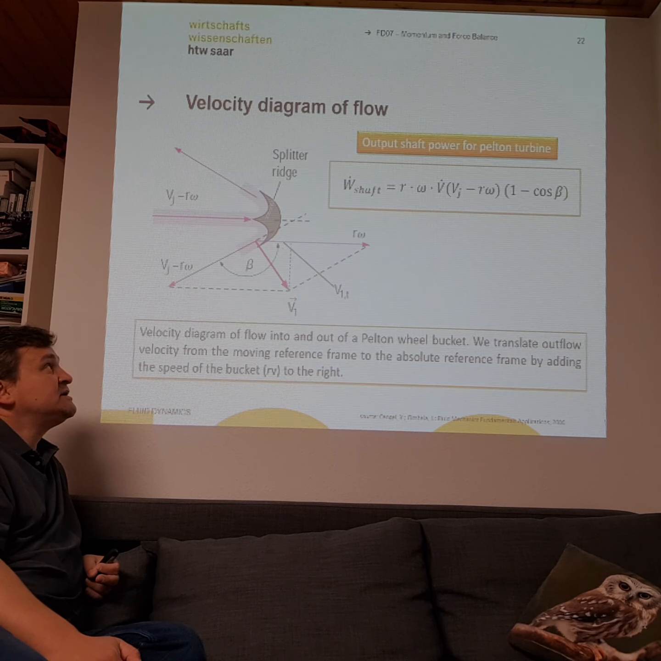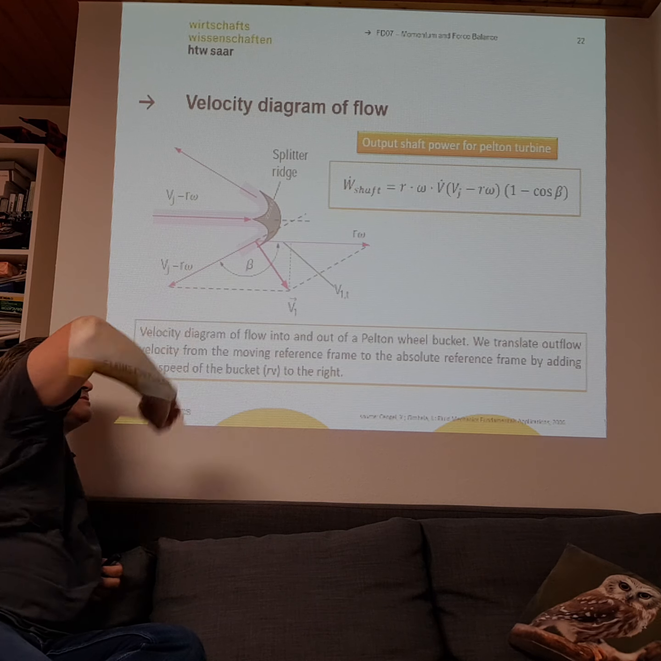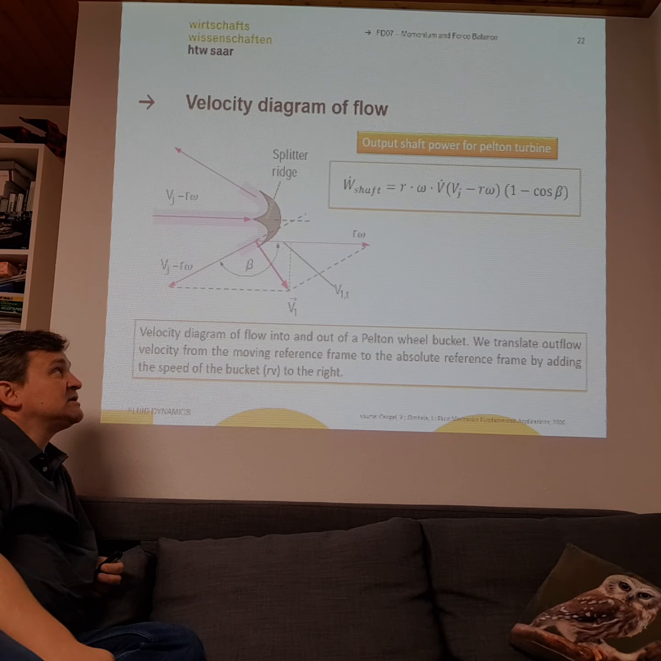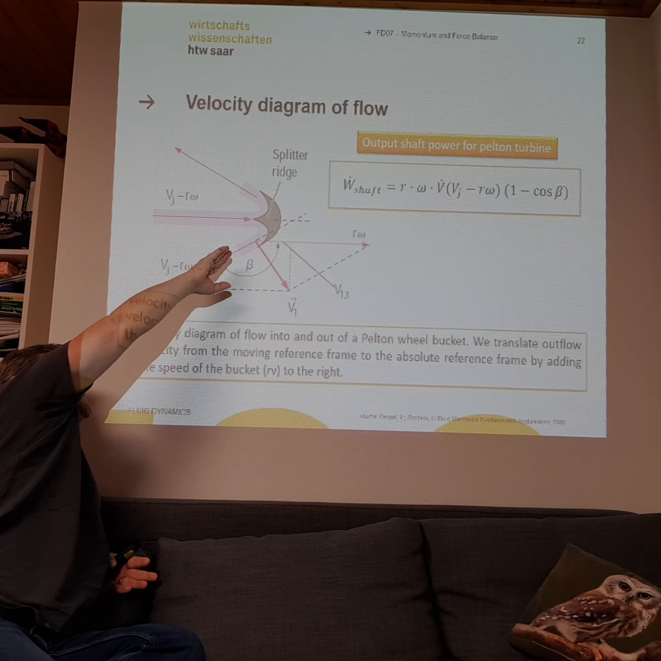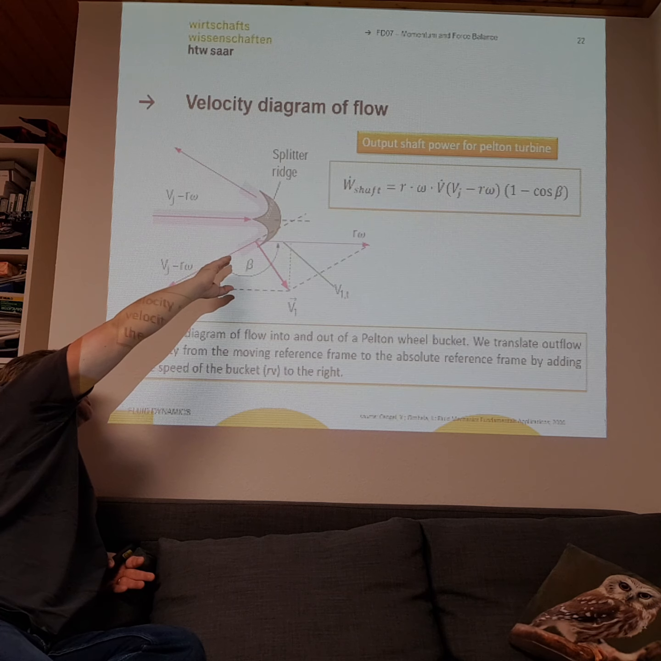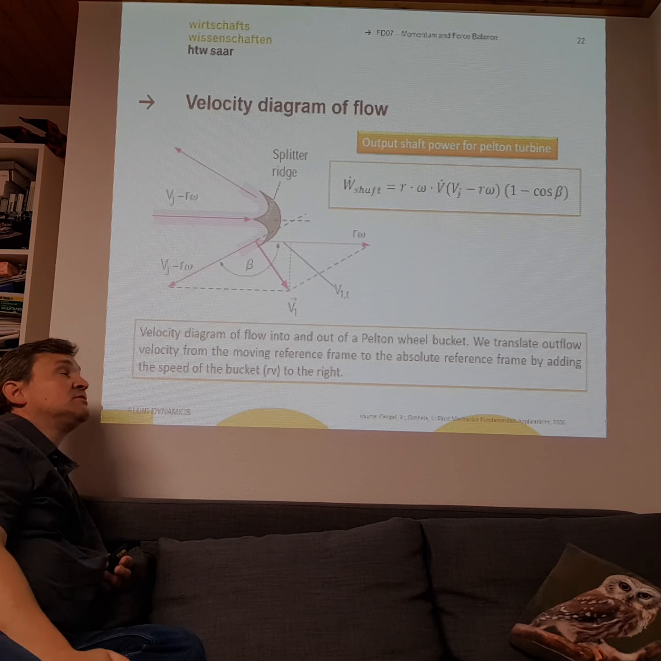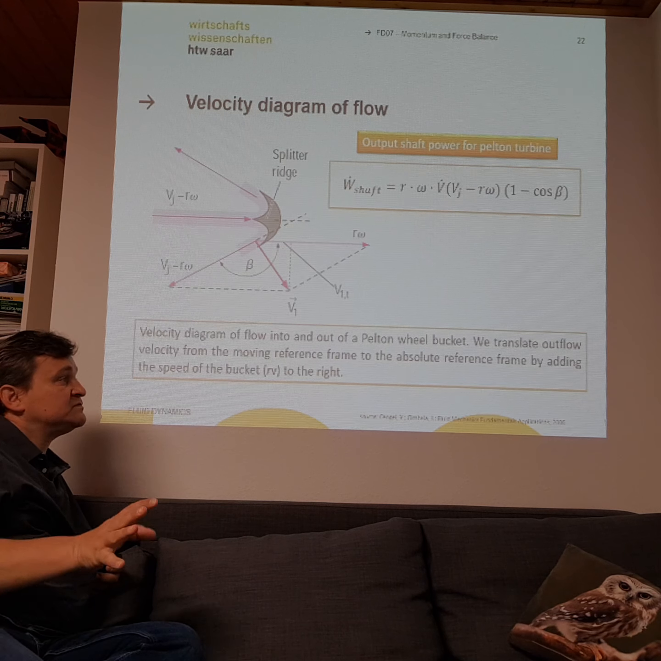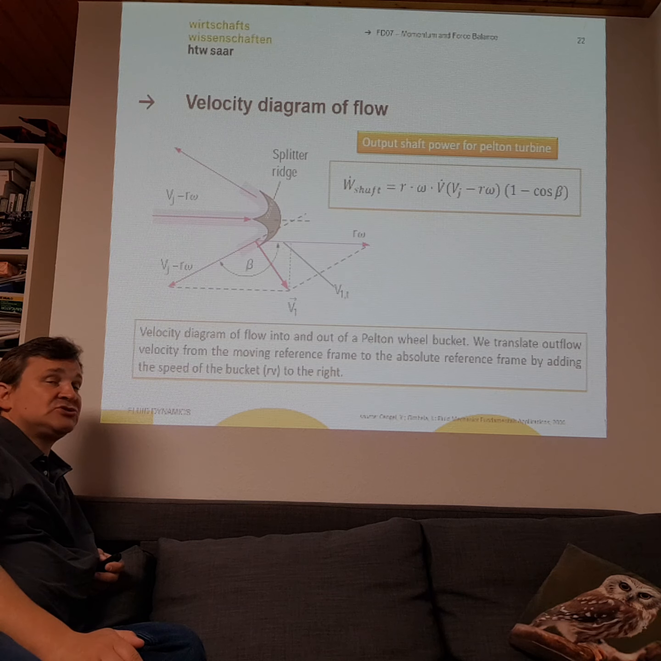Okay, here you see again the splitter geometry, and more or less the angle is not 180 degrees. This would be the best splitter design, but it is a bit less because the jet that exits the splitter area should not hit the bucket that is before our bucket where the forces act. So you can't use totally 100% of the energy.